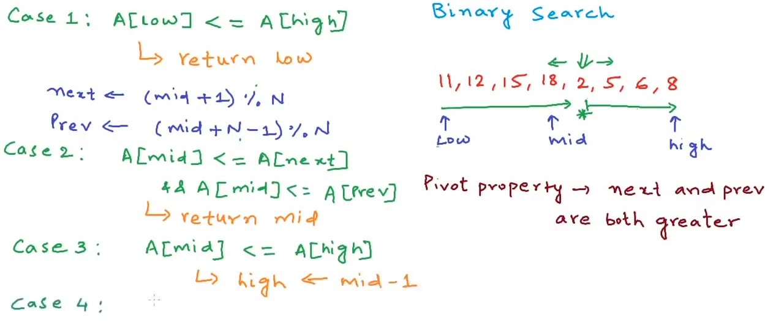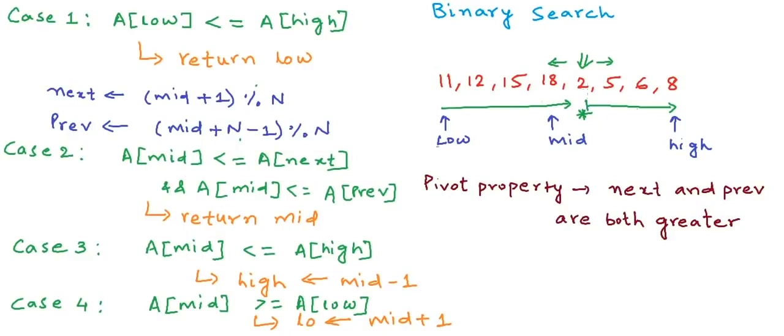And case 4 would be when the mid element is greater than or equal to the element at lowest index. Now in this case, it is not possible that the pivot is in the left, so we will go and search in the right. So we will adjust low to mid plus 1. So we keep reducing our segments at each step and try to find out the answer.